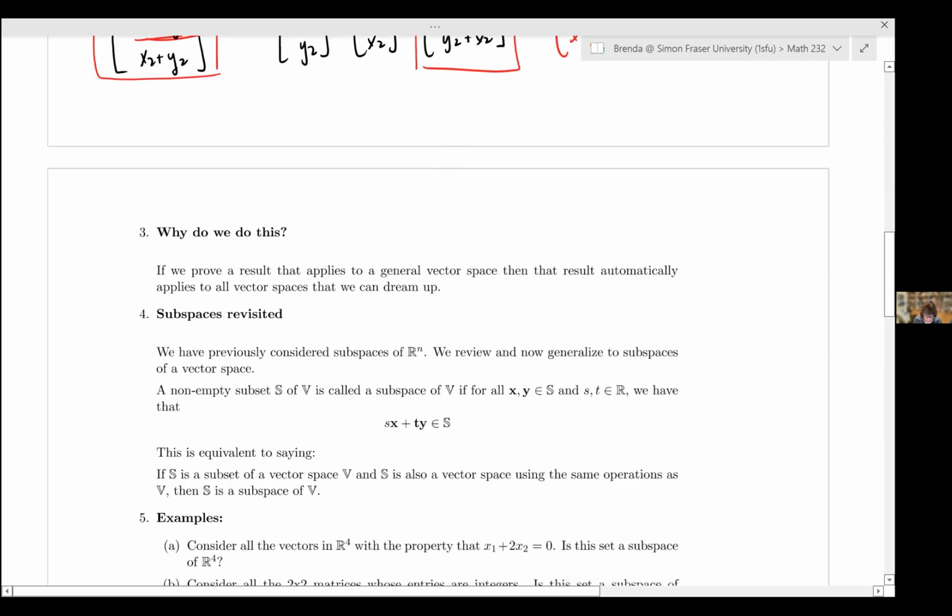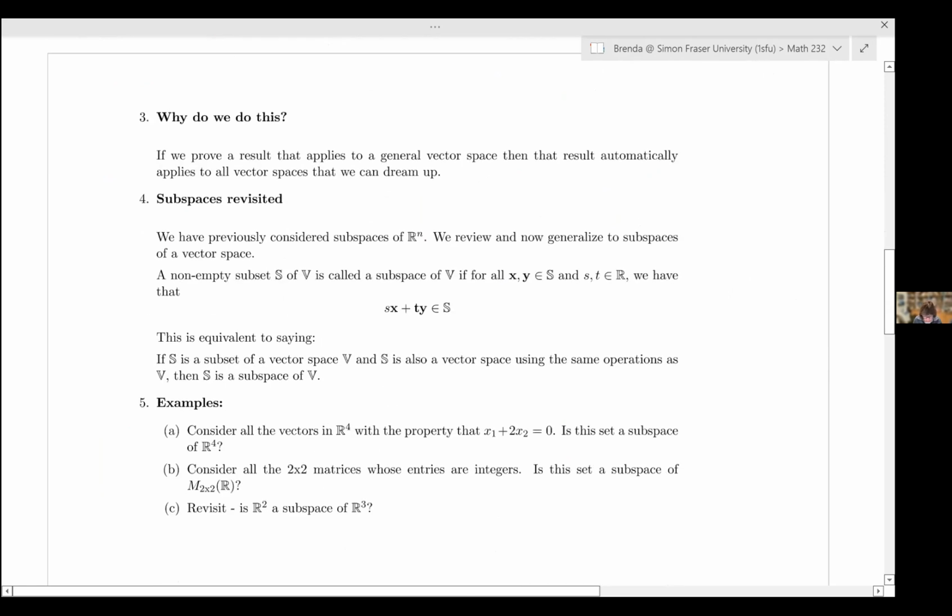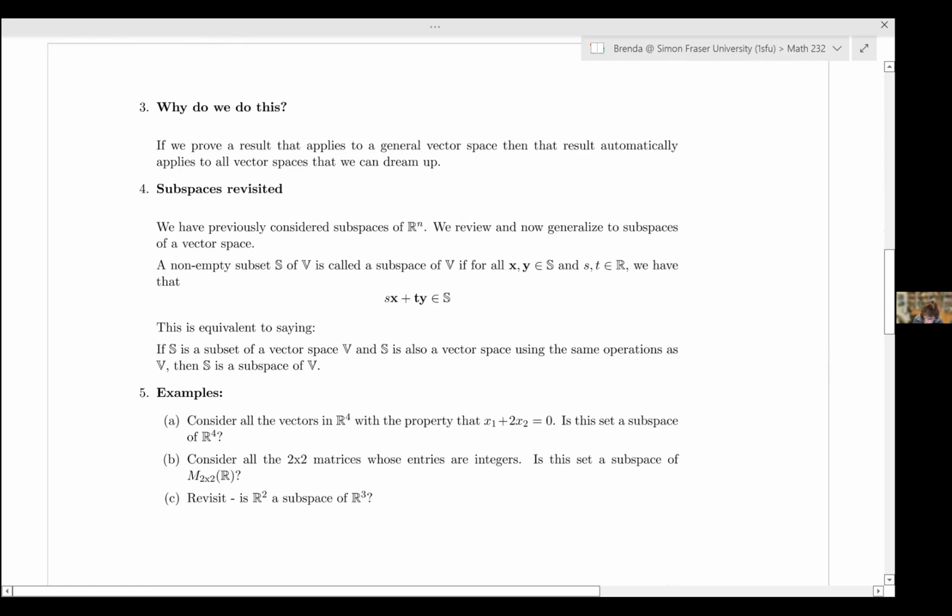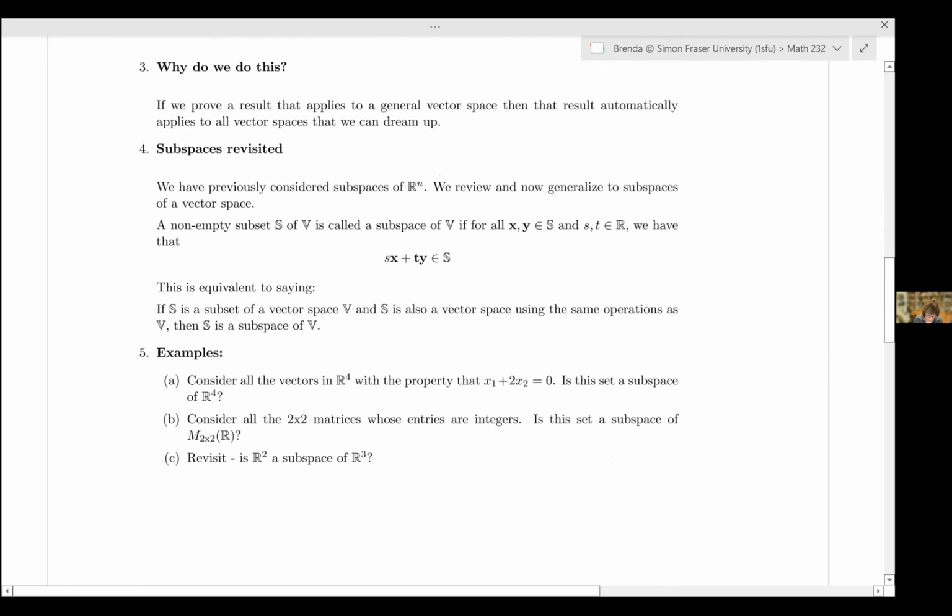Okay, and just a point on the lecture notes, why do we do this? That's because if we prove a result that applies to a general vector space, then that automatically applies to all vector spaces that we can dream up.